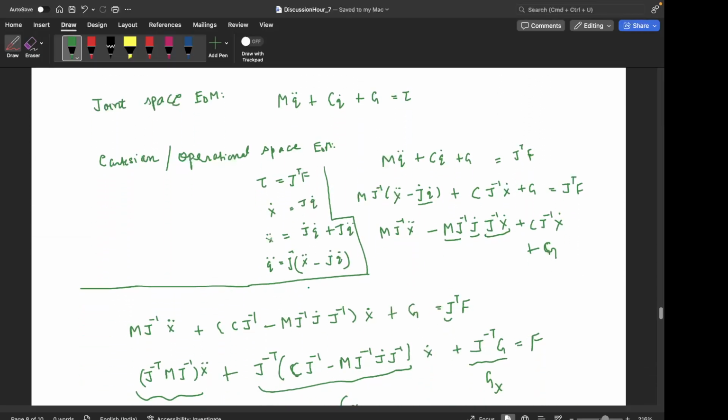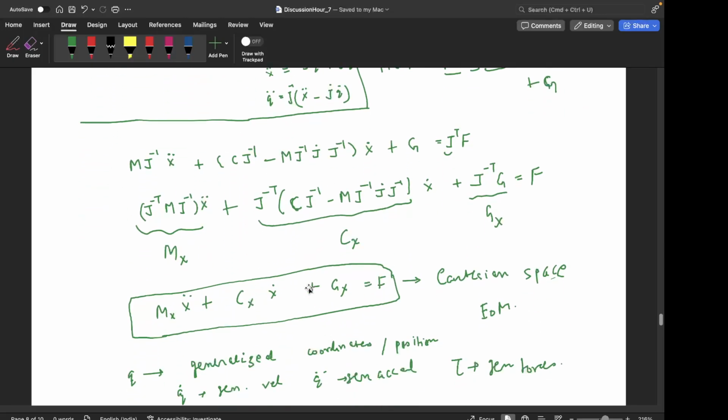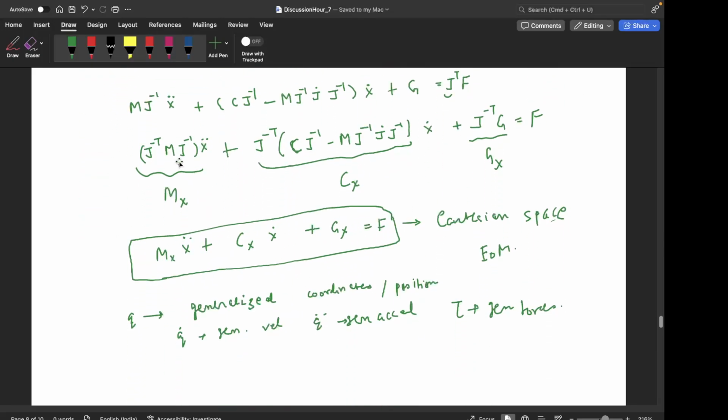Finally, the equation that we derived is written in the joint space because the variables are q dot, q double dot, and q. If you want to write it in the Cartesian space, where the variables are, let's say, the end effector position, end effector velocity, and end effector acceleration, that is the operational space. Then we can use the transformation based on the Jacobian to get the Cartesian space or operational space equation of motion.